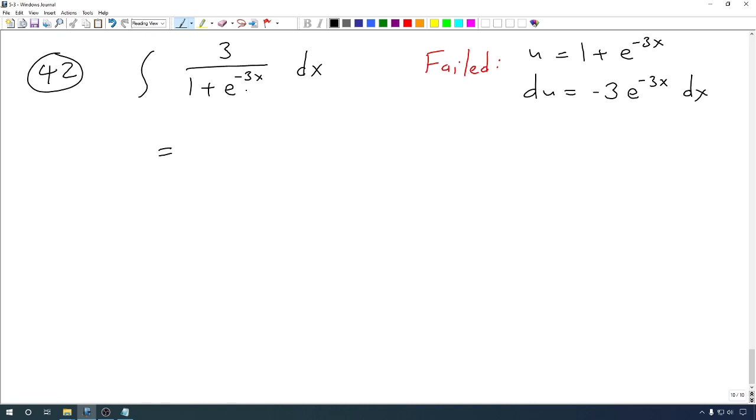What we're going to do is we're going to multiply the top and the bottom by e to the 3x, not to the negative 3x, e to the 3x. In fact, let's just go ahead and write that out. Here we have our original integrand, and we're going to multiply the top and bottom by e to the 3x.